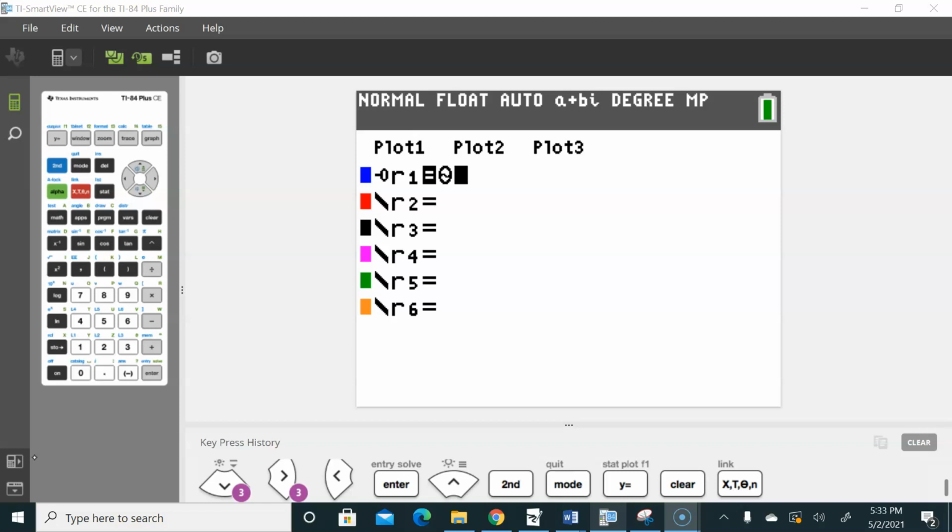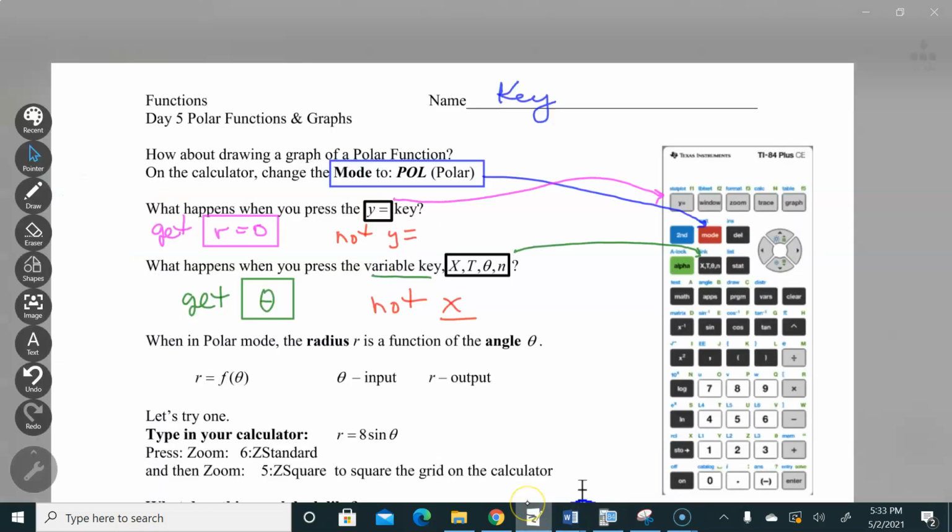So we're going to play with the calculator and do some examples. We have r as a function of theta. Theta is still the input, r is the output, but we still plot points that are r comma theta, even though it's kind of still reversed. So we're going to try an example.